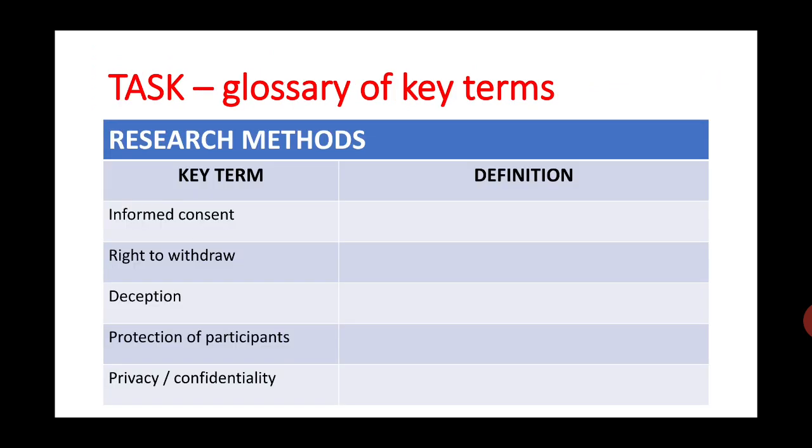So, you're going to need your glossary of key terms again, and we are going to be adding some key terms which are associated with ethics. So you can see that they are informed consent, the right to withdraw, deception, protection of participants, and privacy, confidentiality. So the next 2 slides will give you some reading material on these ethical terms, these ethical guidelines. So you need to work through the next 2 slides at your own pace, pause the video as you need to, and add some definitions and some explanations as to what these terms actually mean. So I'm going to move through the next 2 slides pretty quickly, and you just pause them as you need to.